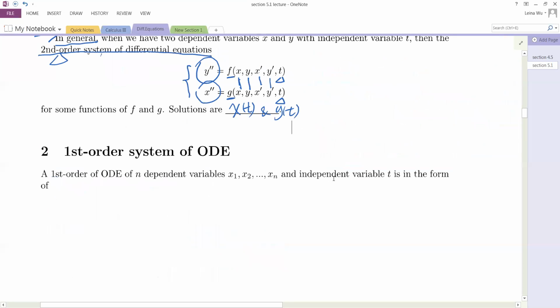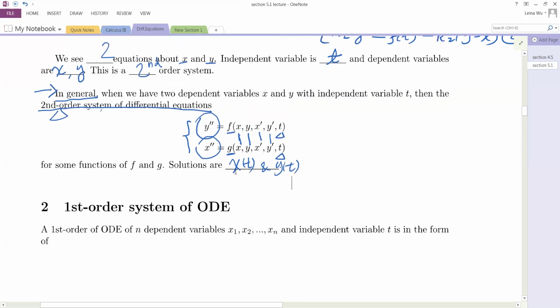Yes, question. Is that Donovan? You mean x of t and y of t are the solutions for f and g? So for the functions f and g, the solutions are x of t and y of t. Oh, yeah, this f and g are just in general. It really depends on what you see.